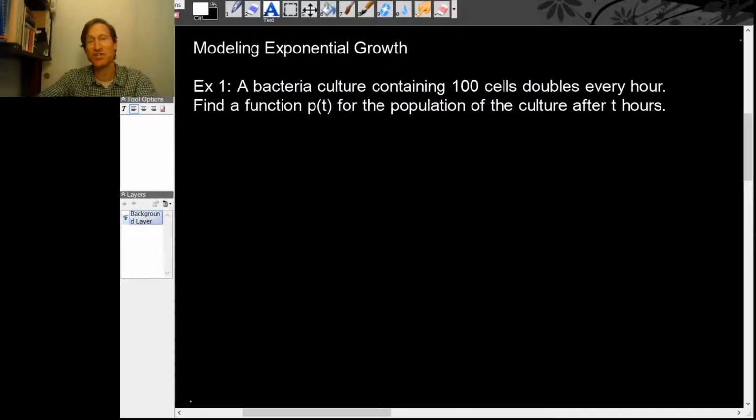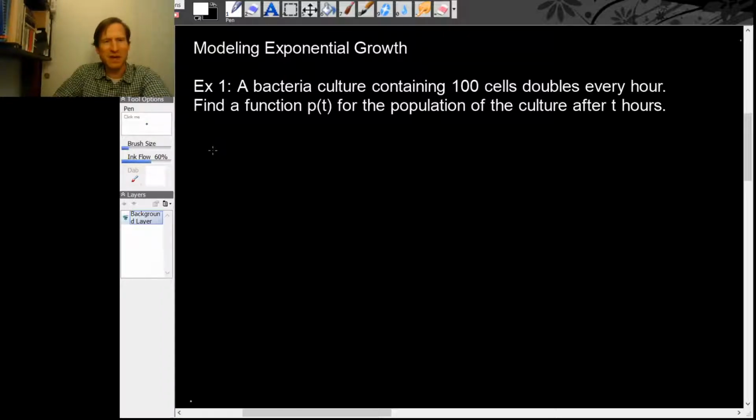One reason it's important to know about exponential functions and logarithmic functions is because there are a few phenomena in the world that are actually described by exponential functions, at least for certain practical purposes. Here's one example. Let's say we have a bacteria culture that contains 100 cells, and the cells are reproducing so that the number of cells doubles every hour. Let's find a function, p of t, for the population of the bacteria culture after t hours.